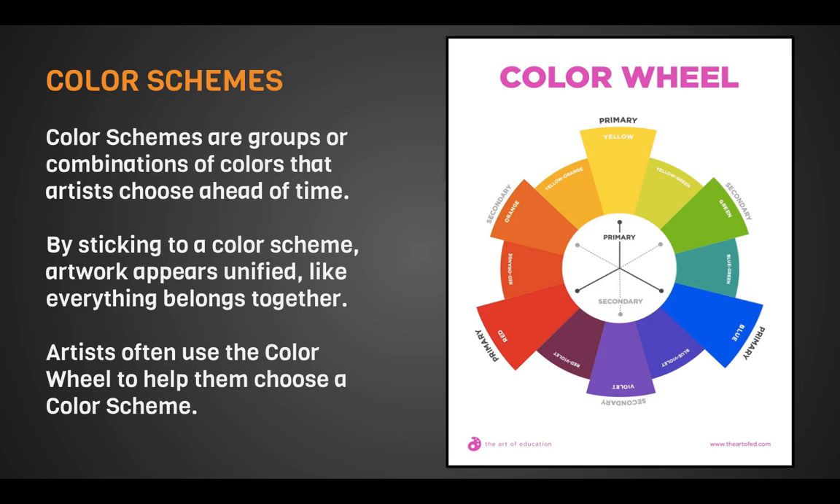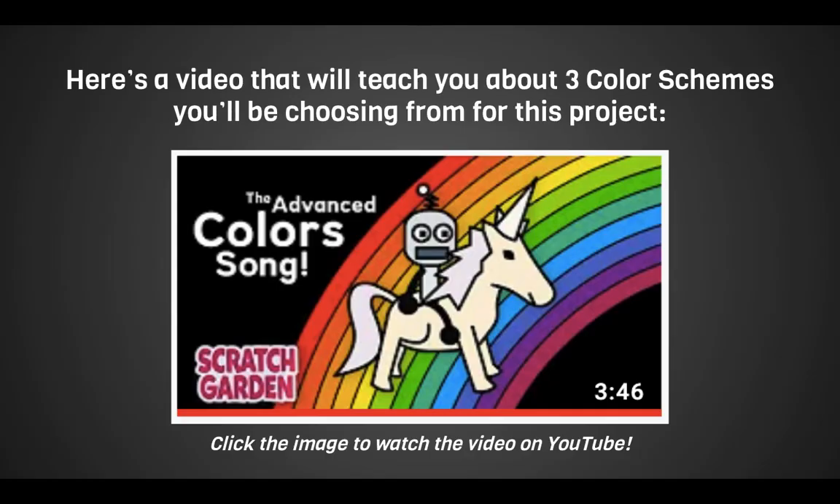Color schemes are groups or combinations of colors that artists choose ahead of time. And by sticking to a color scheme, artwork appears unified, like everything belongs together. Artists often use the color wheel, like you see on the right, to help them choose a color scheme. Here's a video that will teach you about 3 color schemes you'll be choosing from for this project. So you'll need to go into Google Classroom and click on this video to watch.